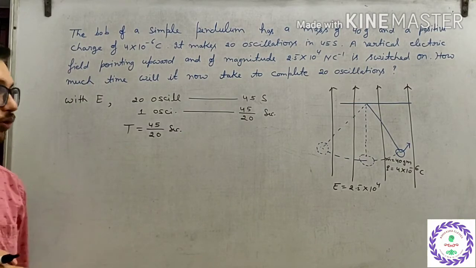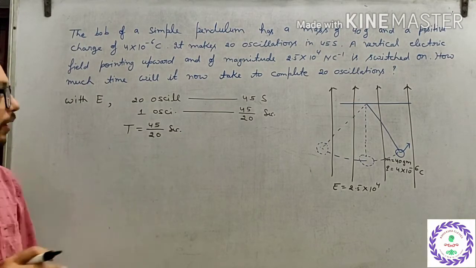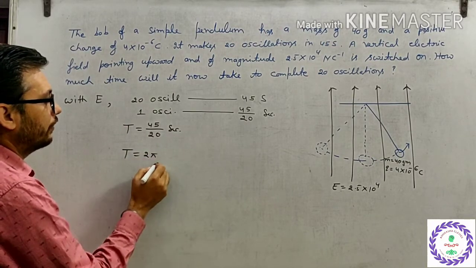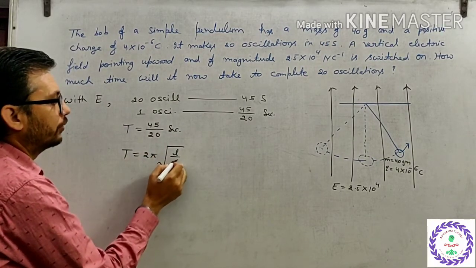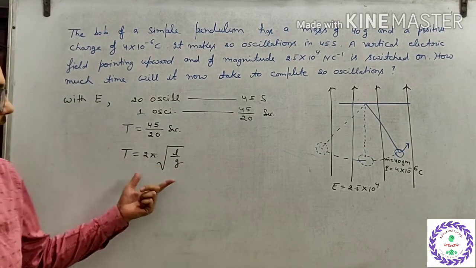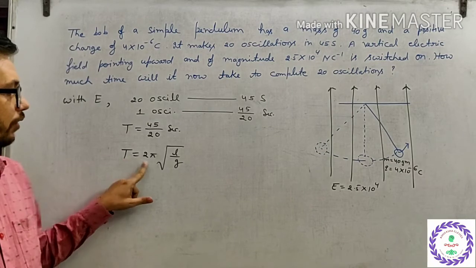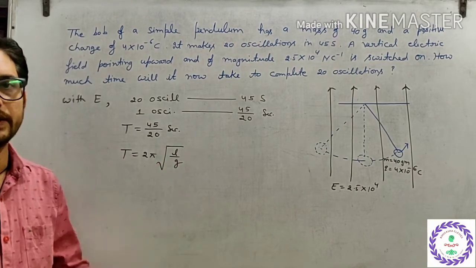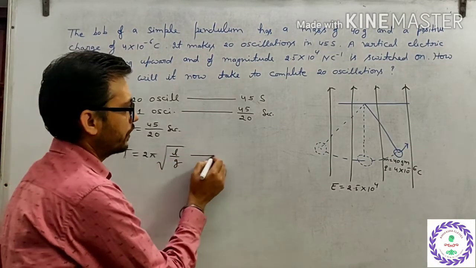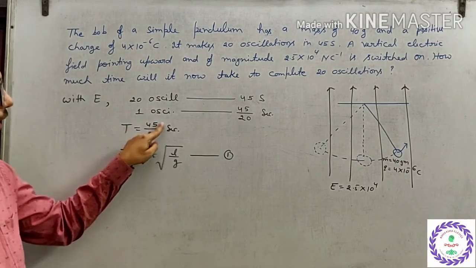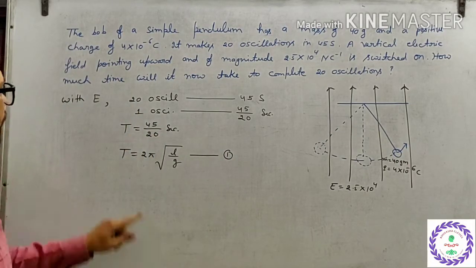We know the formula for time period for a simple pendulum, and the formula is T equals 2 pi under root L upon g. This formula we have derived in class 11th. So T equals 2 pi under root L upon g. Let's suppose this is equation first. Here the time period is 45 by 20 seconds.